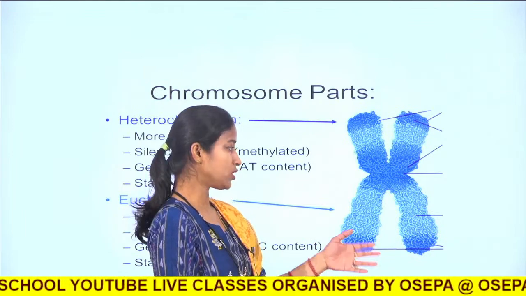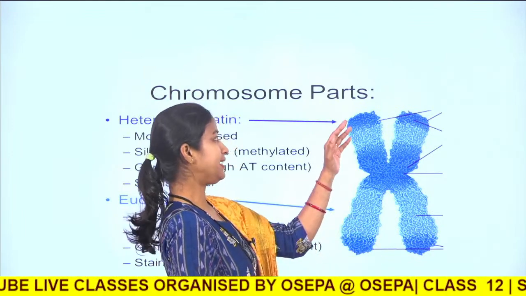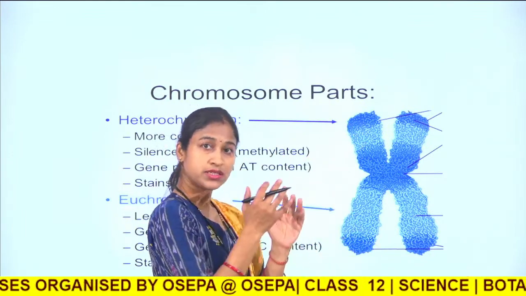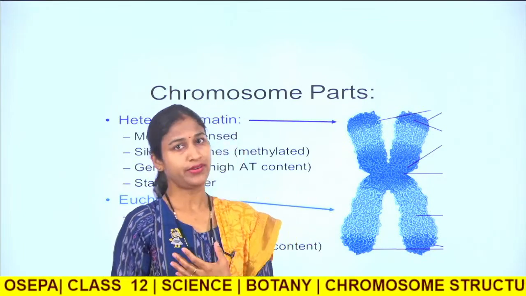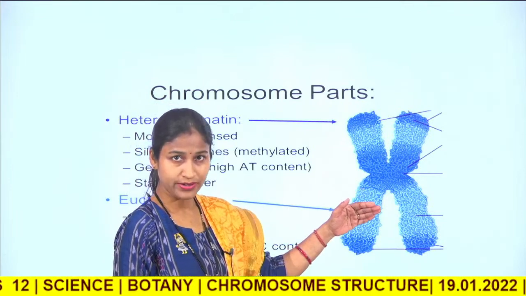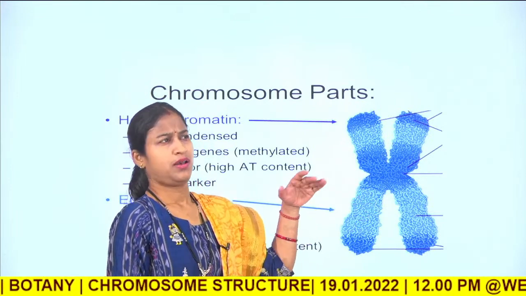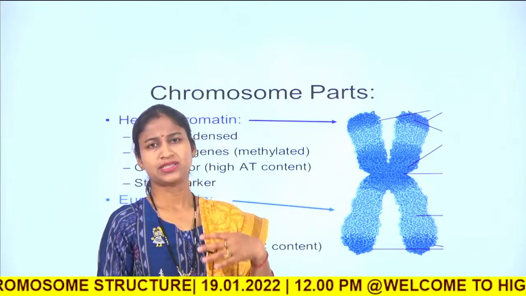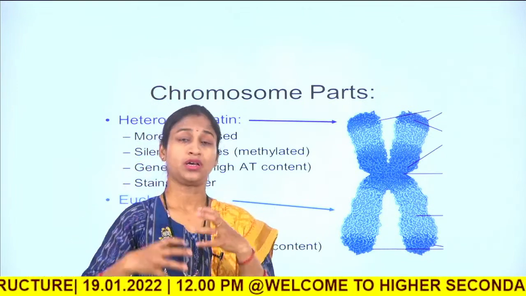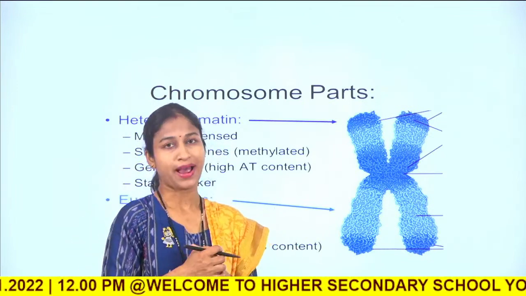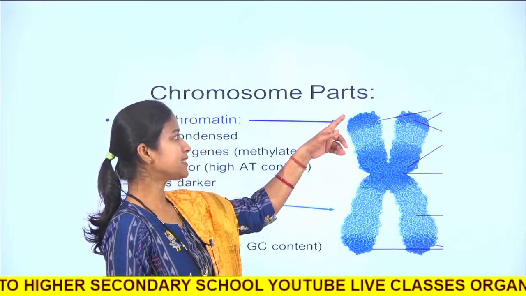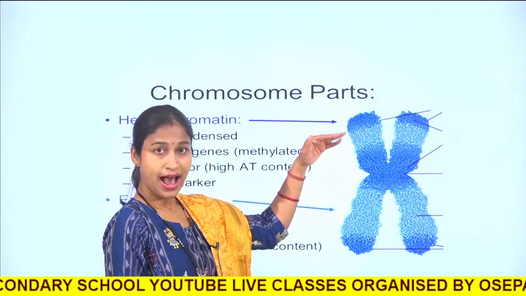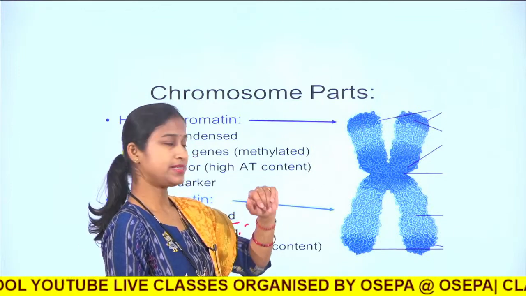Some of the portions are taking the dark stains, some of the regions are taking light stains. So, the darker stain regions are called heterochromatin regions because they are packed with repetitive sequences and the DNA is very tightly packed here. So, it is taking much stain. So, here the color is intense or darker as compared to the euchromatin region.